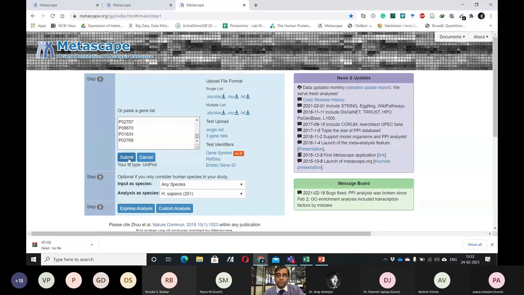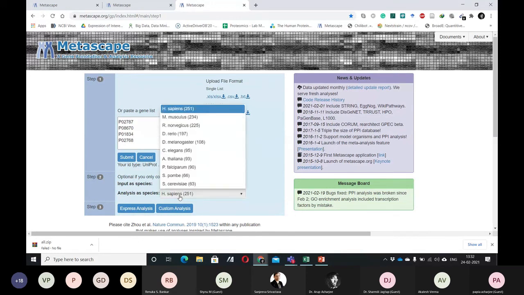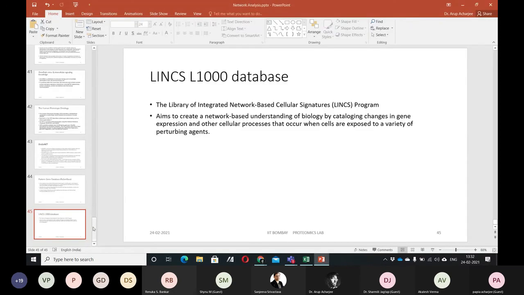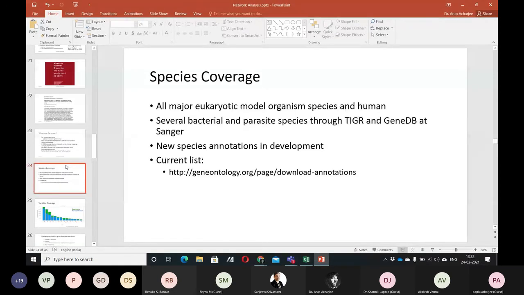So once I have pressed submit, you would find the analysis as a species. It has automatically detected these UniProt IDs are primarily from Homo sapiens. But there are homologs in Mus musculus, Rattus norvegicus, Danio rerio, Drosophila and C. elegans, so it will also throw up these homologs. When you are analyzing your data, you should be very clear which species you are using. If you remember in my PowerPoint, I was telling you that there is an issue of species coverage.